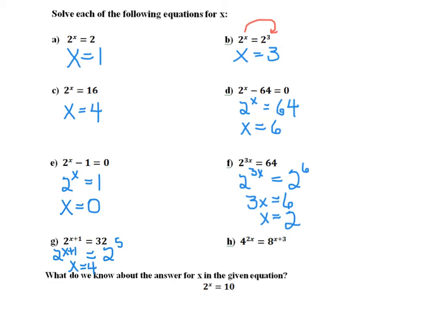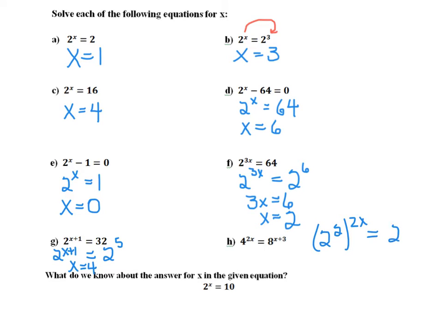Now example H is going to be a little bit different because 4 and 8 are not powers of each other very easily written. So instead I could rewrite the 4 as 2 to the second power. But then I'm raising that to the 2x.